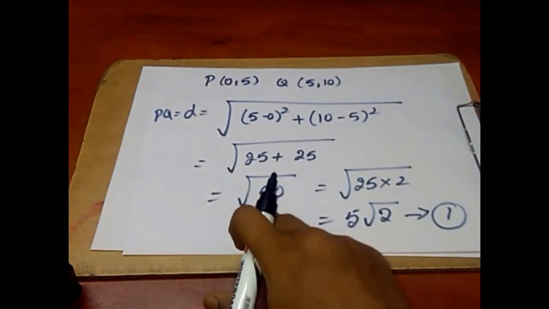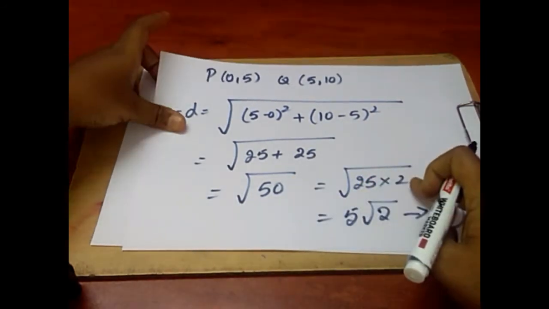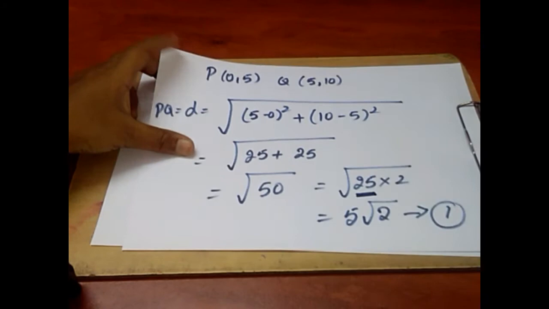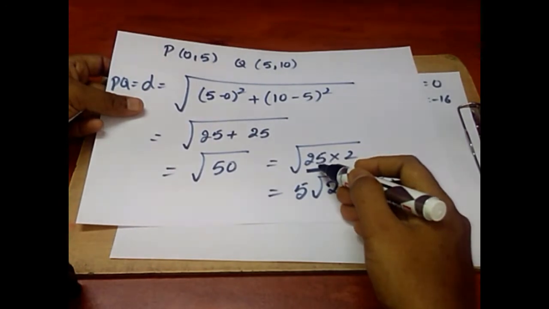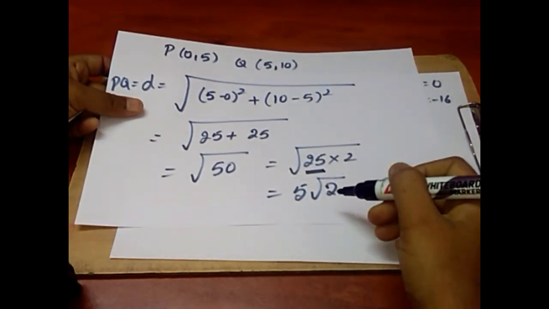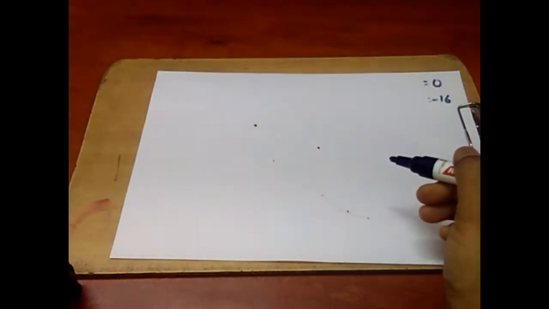Once the given value is not a perfect square, we need to find the factors, at least one number as a perfect square. Hence 50 is represented as 25 into 2. Square root of 25 is 5. The value is 5 root 2. So PQ is calculated. Next one, let us calculate PR.